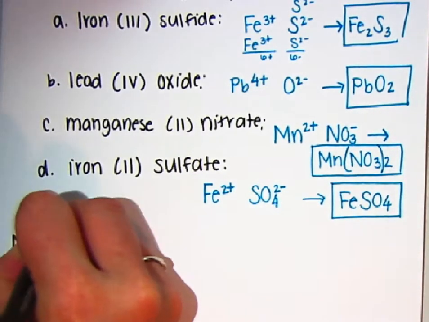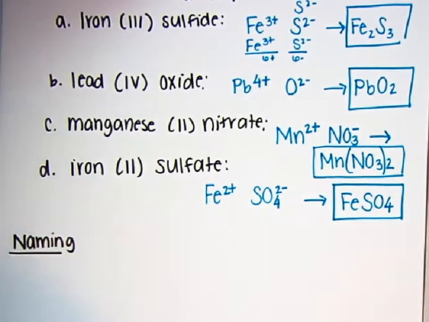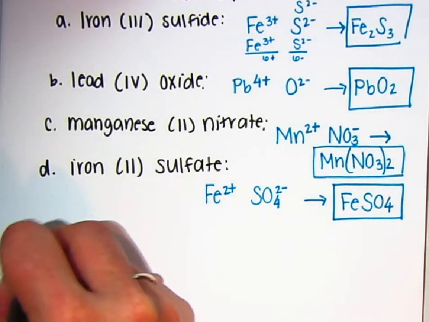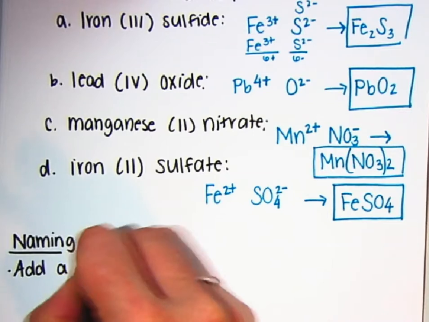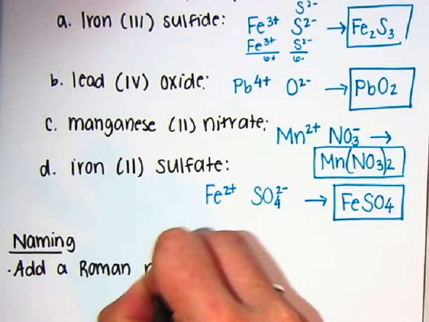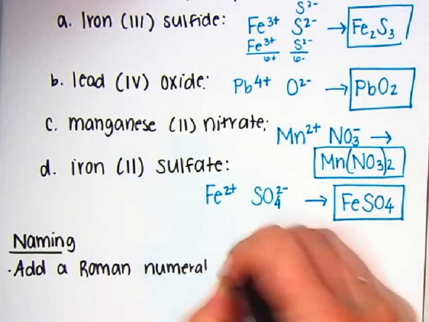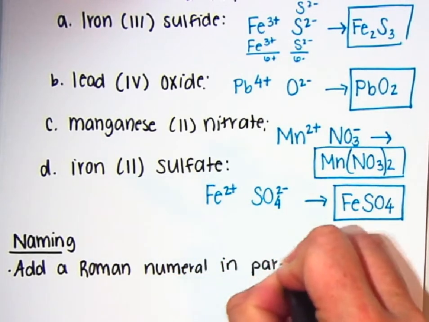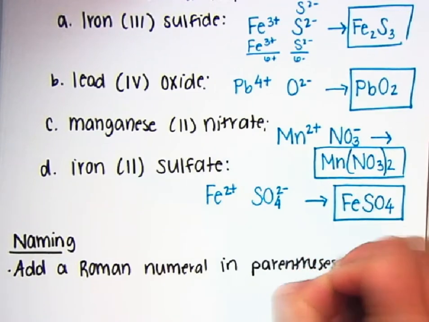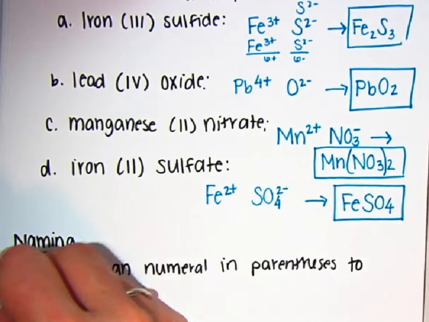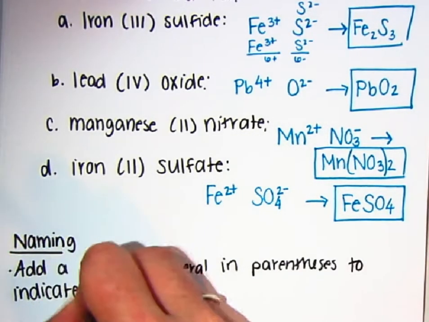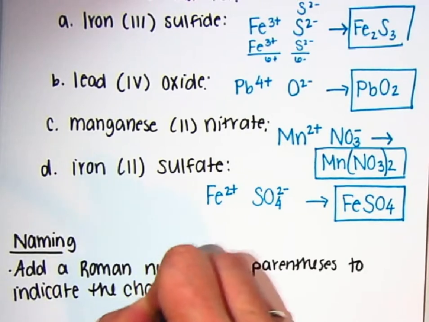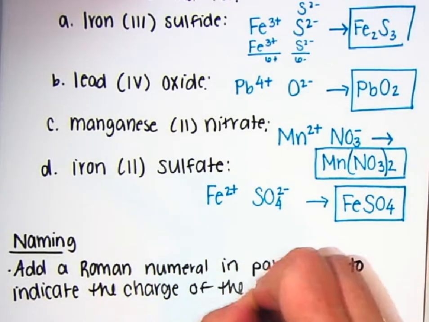Let's go to naming. So again, cation comes first, anion comes second. Never change the name of the cation. But we are going to add a Roman numeral in parentheses to indicate the charge of the cation.